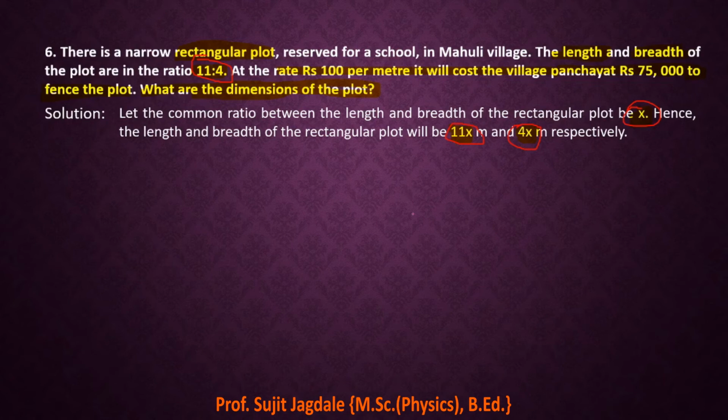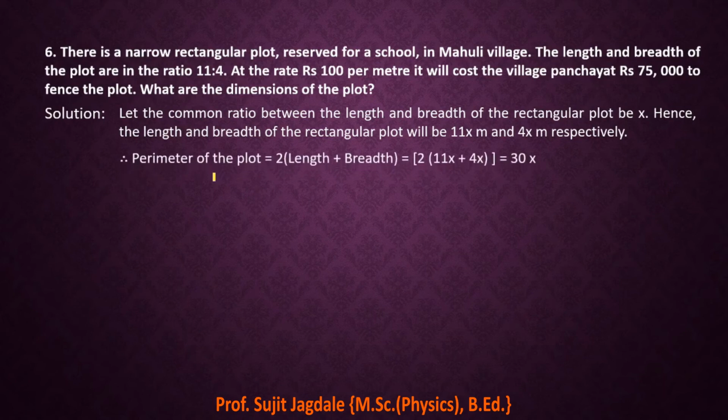So here it is like this. If we take the common ratio as x, then you can write this as 11 into x divided by 4 into x. So x is going to cancel. After cancelling this x, we are getting the original ratio. So that's why we are taking x as a common ratio. Now here we can calculate the perimeter. We have to calculate the perimeter because the fencing length, that means how much fencing should be inserted, will be nothing but the perimeter of the plot. So that's why we have to calculate the perimeter.